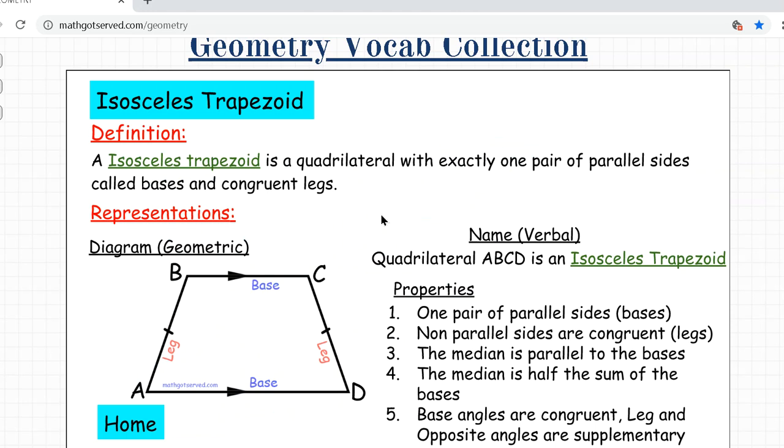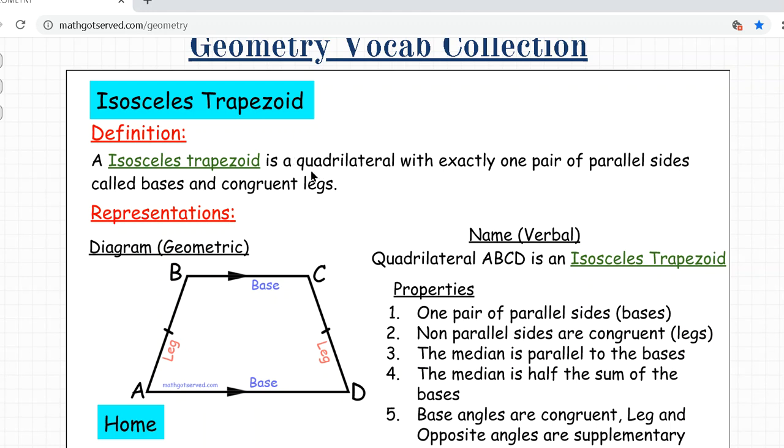Just in case you don't know, an isosceles trapezoid is a quadrilateral with exactly one pair of parallel sides called the bases and congruent legs. A trapezoid does not necessarily have to be isosceles. The legs could be of different measures, but in the particular case where the legs are congruent in measure, that makes it an isosceles trapezoid. An isosceles trapezoid, just like an isosceles triangle, is a special case of a trapezoid, just as an isosceles triangle is a special case of all triangles.